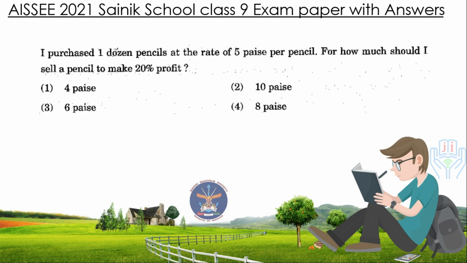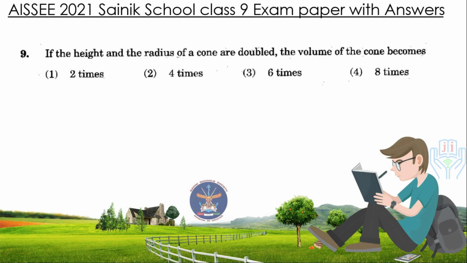I purchased 1 dozen pencils at the rate of 5 paise per pencil. For how much should I sell a pencil to make 20% profit? 4 paise, 10 paise, 6 paise or 8 paise? Answer 6 paise. If the height and the radius of a cone are doubled, the value of the cone becomes 2 times, 4 times, 6 times or 8 times? Answer 8 times.